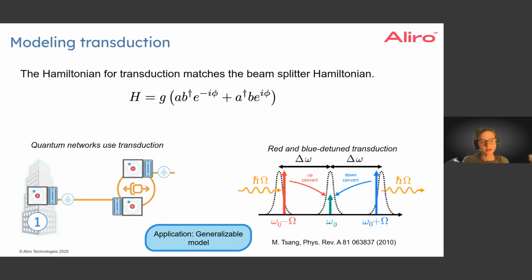So lastly, I want to talk about how beam splitters and the formalisms that we've introduced to understand and model beam splitters can be used to model processes outside of just beam splitters. One example is quantum frequency transduction, but there are other examples as well. We're just going to look at this case of quantum frequency transduction.